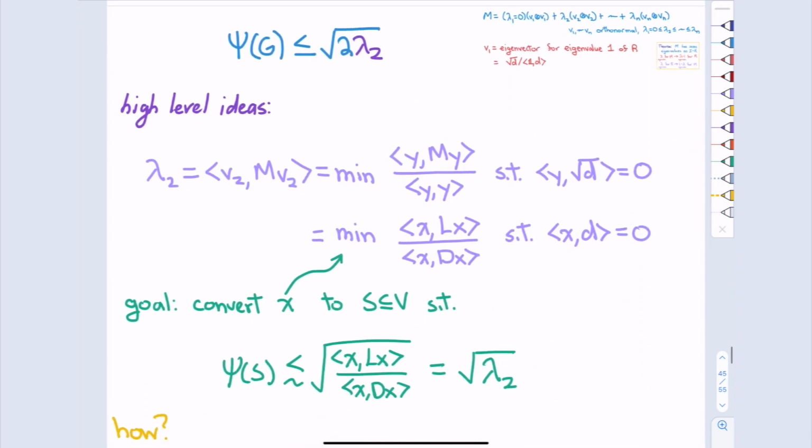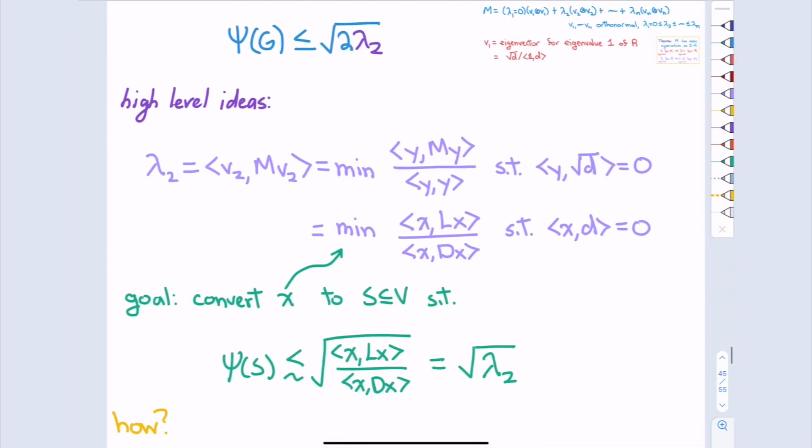All right, so you get this vector X, which has some connection to lambda 2. We kind of know at a high level a couple things. Lambda 2 is one of our targets. We know that this expression reminds us of conductance from before.